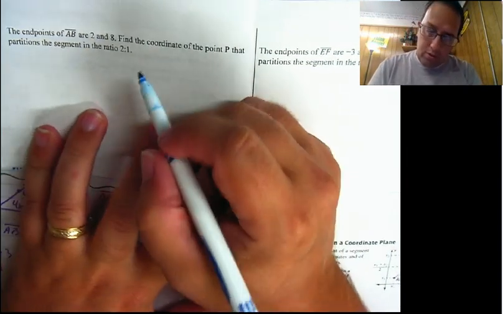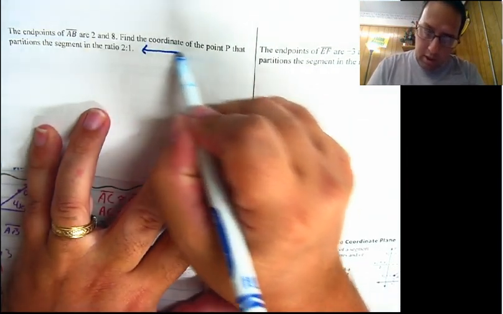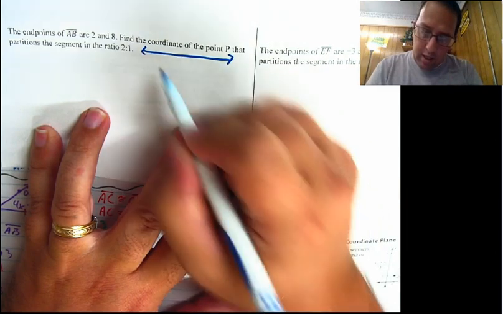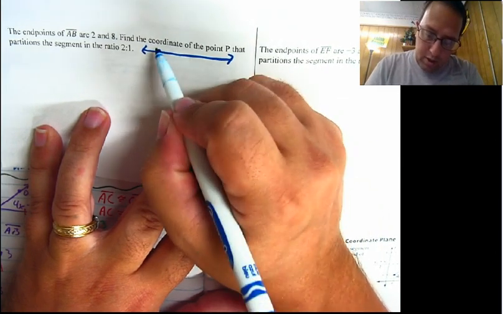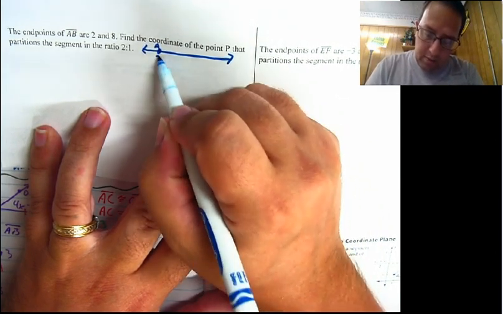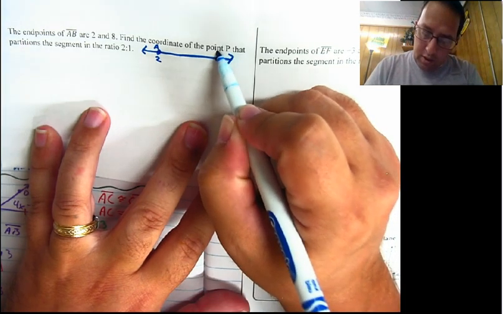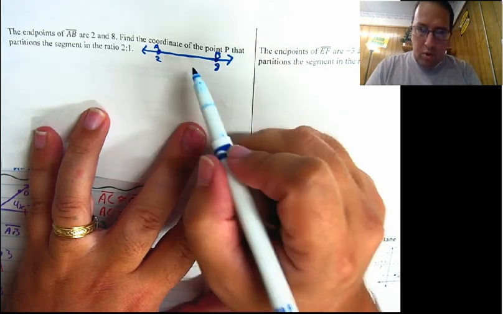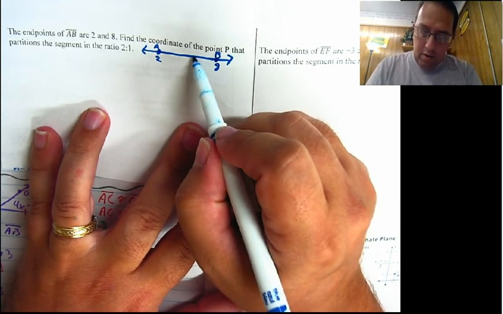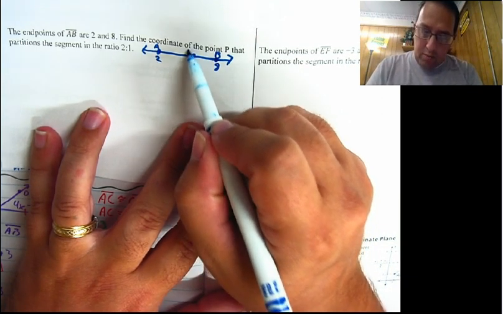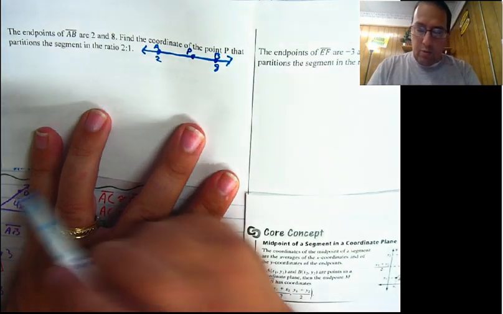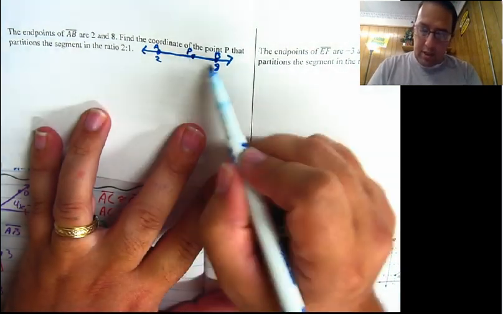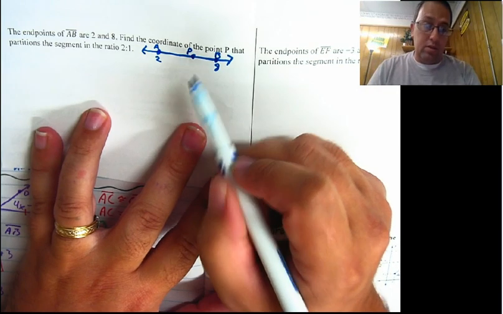So I'm going to draw this on a number line. I'm a visual guy. It helps me this way. So here is A, which is at 2. Here is B at 8. And somewhere in here, I don't know where, but somewhere I'm going to put point P. And wherever it is, this distance is going to be twice that distance.